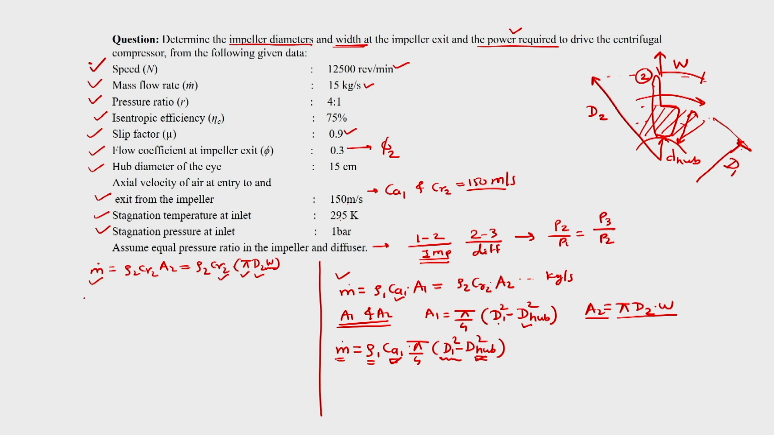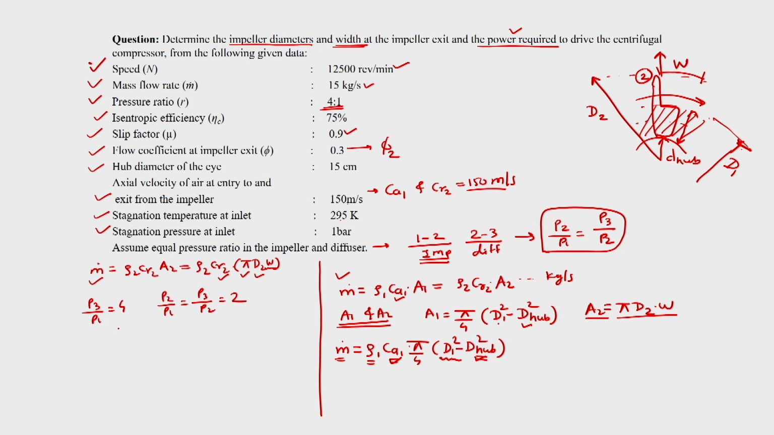So to find out rho 2 we need pressure and temperature at 2. For that we will take help of this expression which is given as a constraint to us, which says that there is equal pressure rise in impeller and diffuser, and the pressure rise for the compressor is 4:1. So P3 upon P1 is 4, but what is that? Equal pressure rise, so we would expect both to be 2. So P2 by P1 is equal to P3 by P2 is equal to 2. So this is what is known to us.